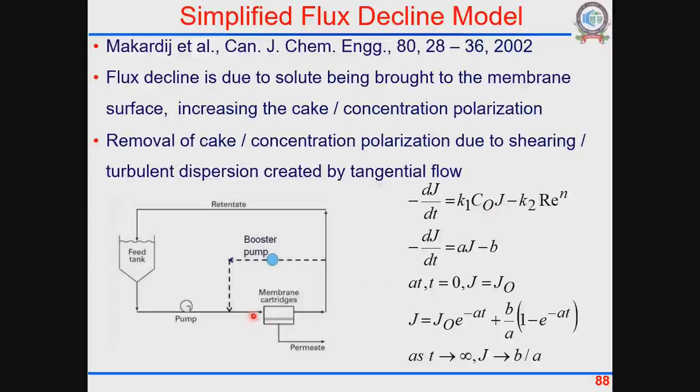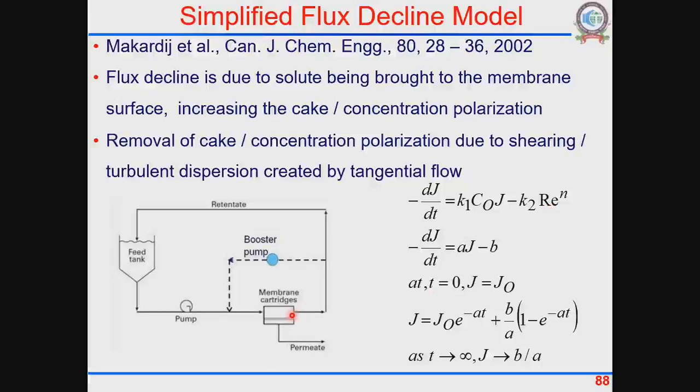At the same time, if I have the cross flow of the feed, that cross flow is going to clean the membrane by way of turbulence around the membrane. So it depends on the Reynolds number. So the mechanism of flux decline is how much fouling happens because of the flux, and how much cleaning happens because of the turbulence that's related to the Reynolds number.